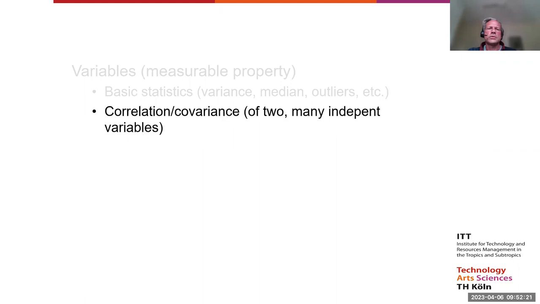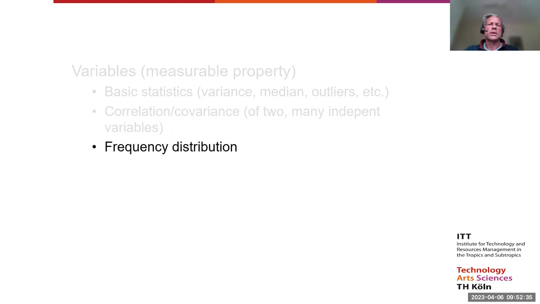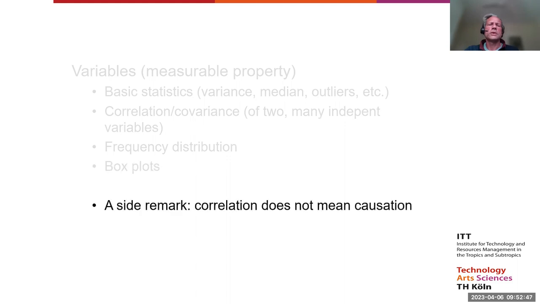And I talk about correlation. That means I'm observing two variables and they are related to one another. How much are they related? If they are independent, perhaps also more than two variables. I talk about the distribution of it. If it's not normally distributed, I can still show it in box plots. So it's a good way to summarize how the data is distributed.